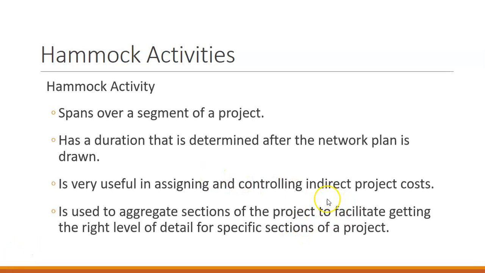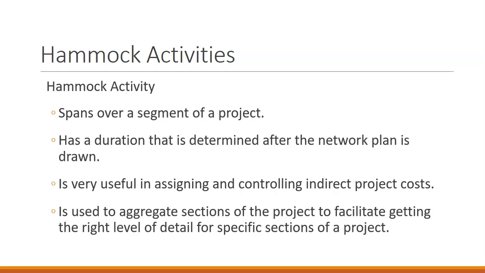Hammock activities are used to show a controlled portion of the project, such as a fixed component of the project that spans over different segments of the project. It has a duration that is determined after the network plan is drawn, and it's useful in assigning and controlling indirect projects. It's used to look at sections of the project that might add on an extra level of information.